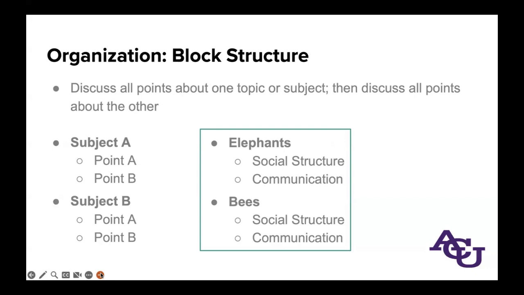Each half of the paper would be devoted to one subject. There would be boom, an elephant block, and then boom, a bee block. I would discuss the points in the same order in both the elephant block and the bee block.